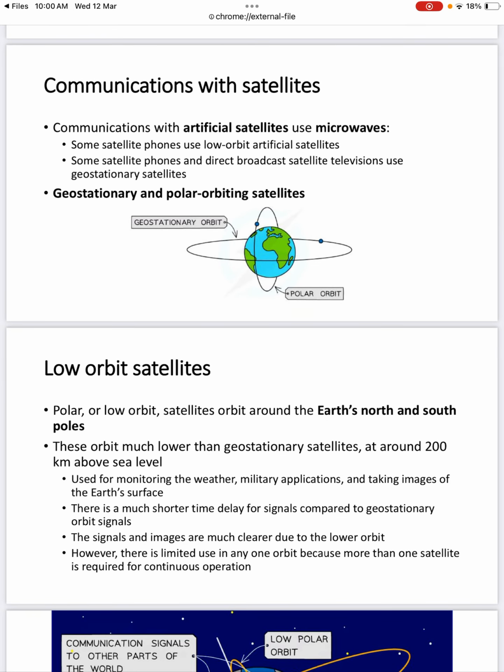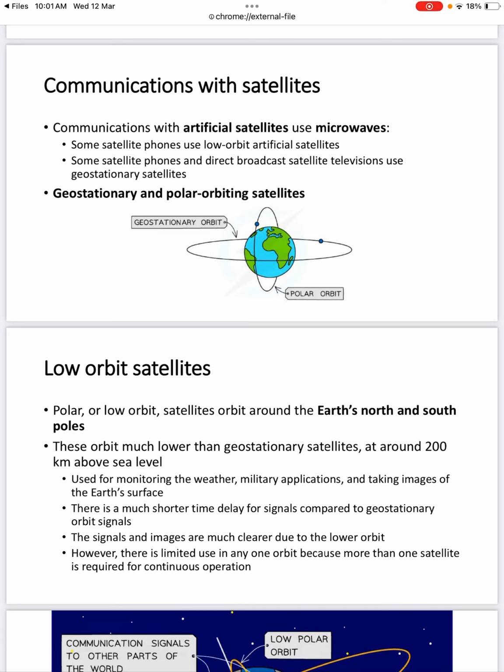Today we'll continue with our topic of electromagnetic waves, and I'll start off with communications with satellites. Communication with artificial satellites uses microwaves.